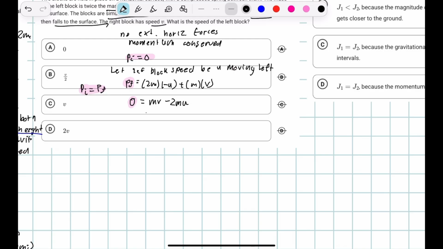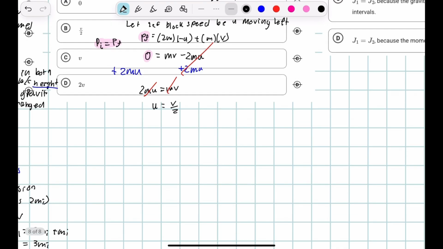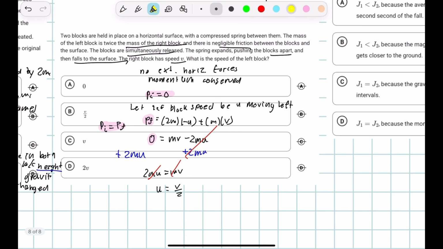Now solving this, we add 2mU, then we have 2mU is equal to mv. We can see that the mass cancels, mass is gone. U is going to equal v over 2. Now, which answer is this? We can just see that it's going to be B.